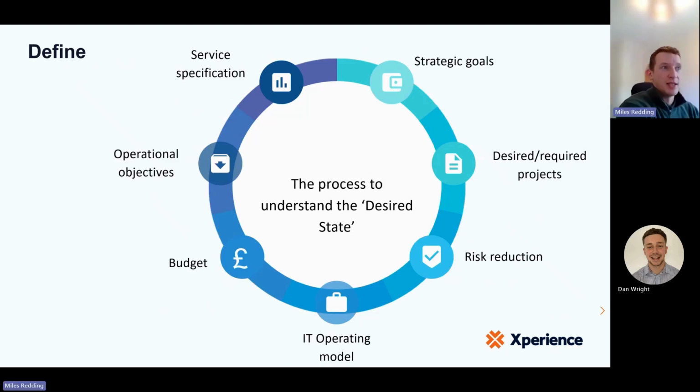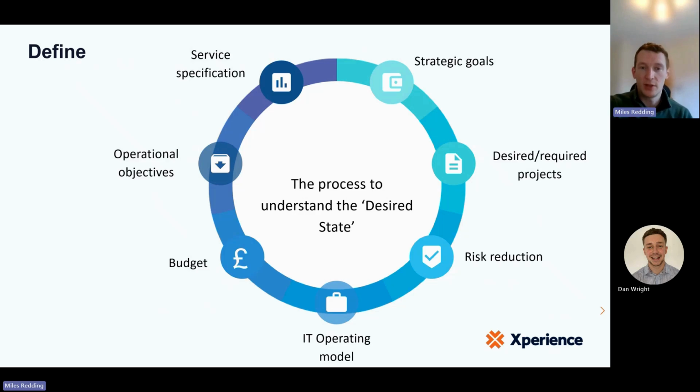The definition is understand the process to get to the desired state. So you've gone through understanding the current state. This is where we are now. The desired state is where you want to get to. So you need to be able to outline what are those strategic goals. Are there desired projects or required projects that need to be implemented in order to get there? How do we reduce the risks that have been identified from that analysis phase?